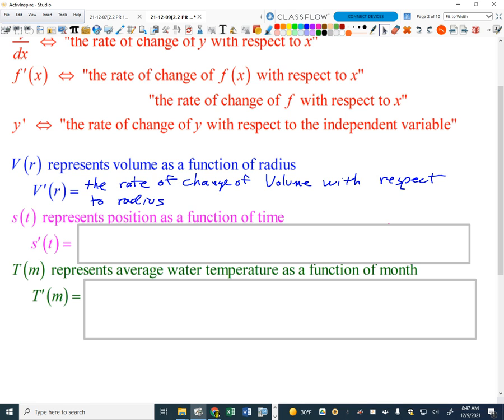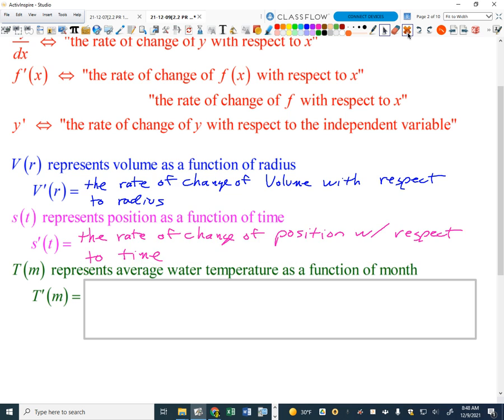So then if s(t) represents position as a function of time, s'(t) is going to be what? What's that going to be, Cahill? Can you repeat the question? Yeah, just this middle one here. s(t) represents position as a function of time. So s is position, t is time. So change of position with respect to time. There you go. It's the change of position with respect to time.